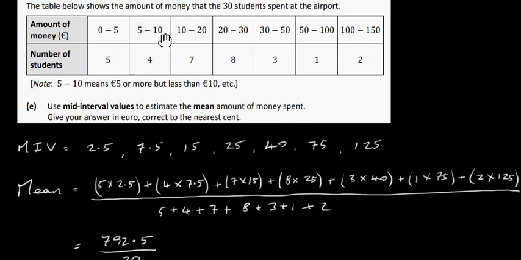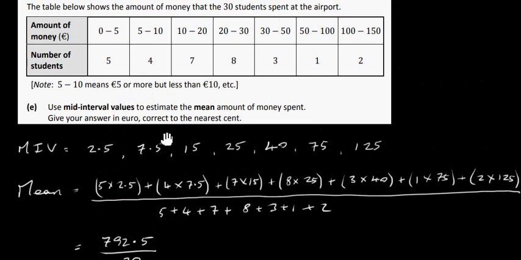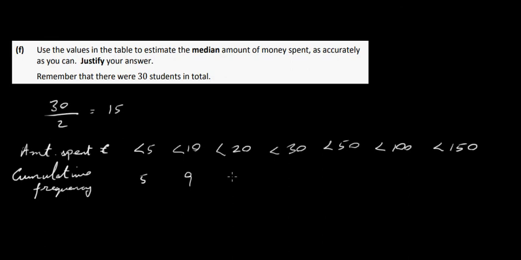Now if we look at the number of people who spent less than 10 euros, well, these people spent less than 10 and these people spent less than 10, so that's a total of 9. So 9 people here spent less than 10 euros. It includes these 5 here. How many people spent less than 20? Well, less than 20 would be these 7, these 4 and these 5. So that's a total of 16, which is important in this particular question. And so on, I'll do the other ones: 24, 27, 28 here, and then all 30 spent less than 150 euros.